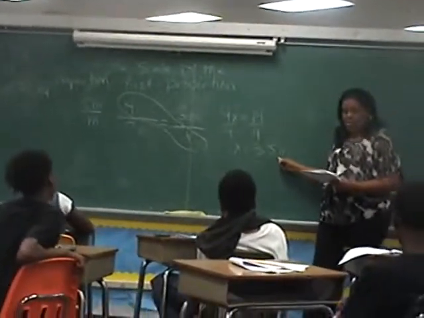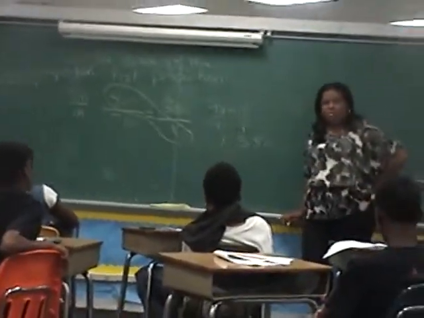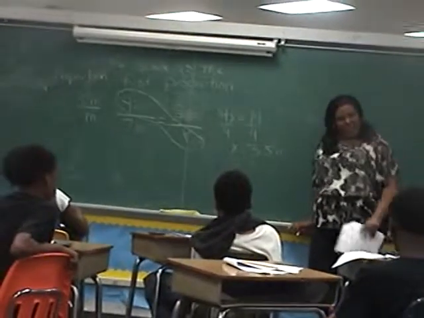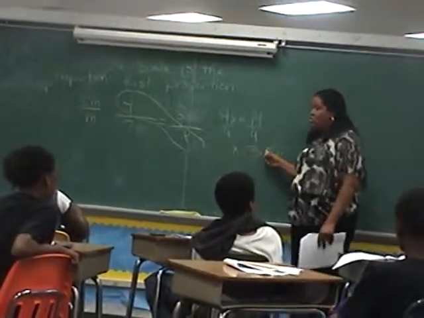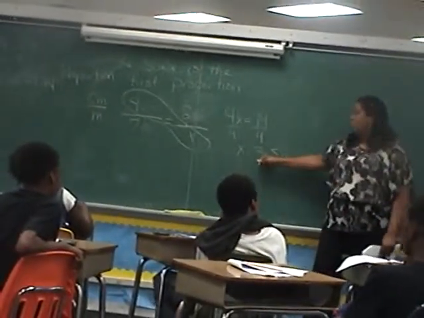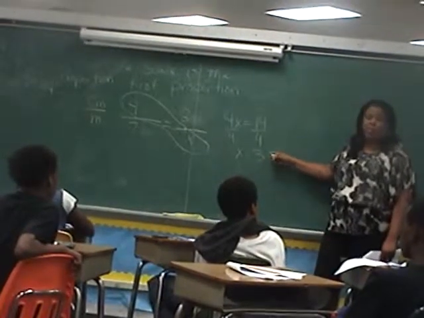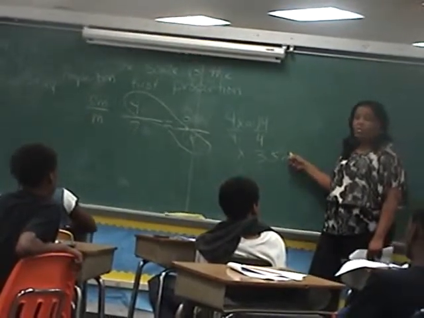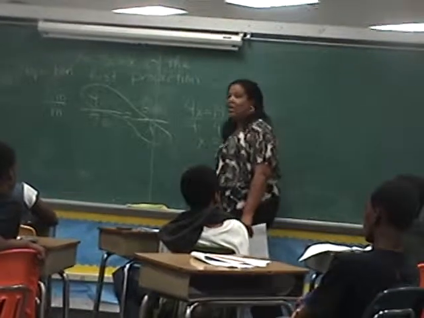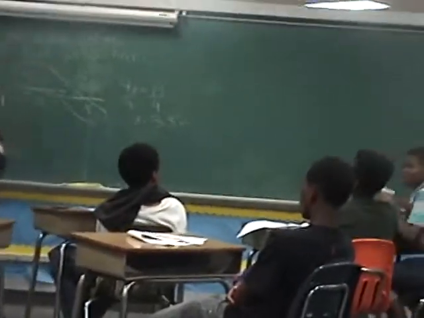How many centimeters? 2 centimeters. Very good. Thank you. 2 centimeters. So when you have 2 centimeters on your paper, it equals 3.5 meters.